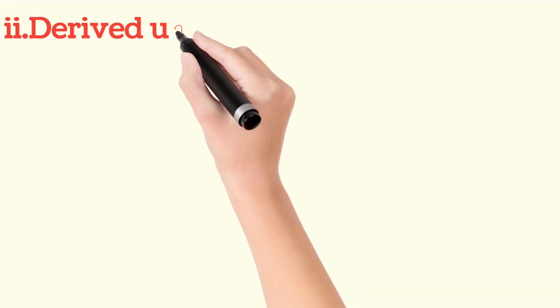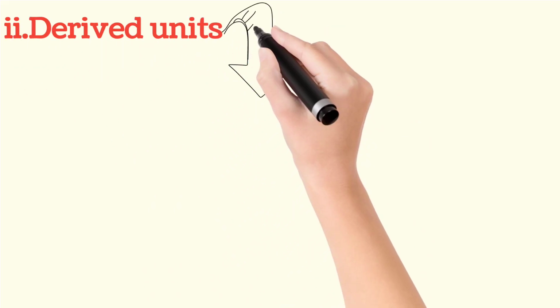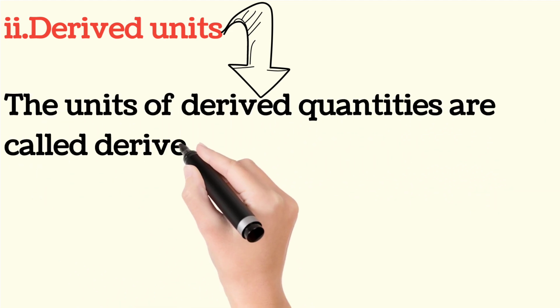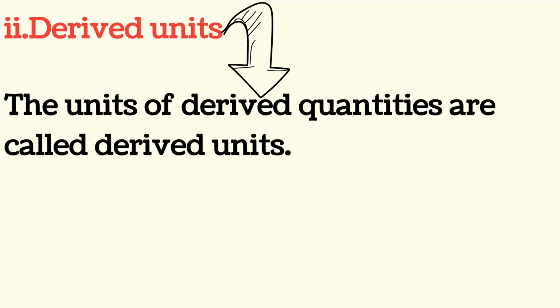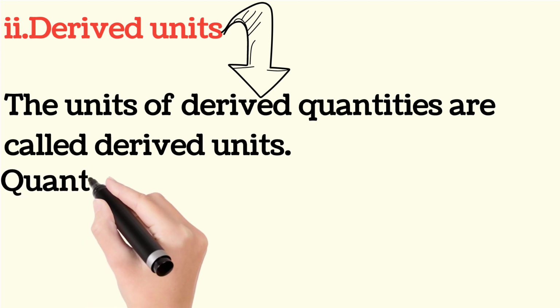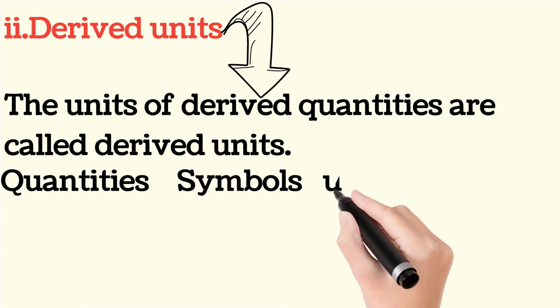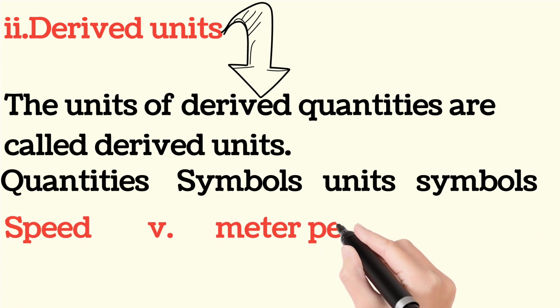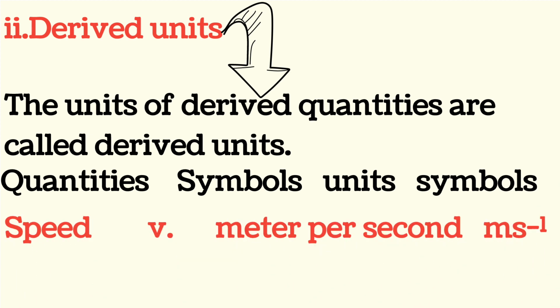Derived units. Let's define. What are derived units? The units of derived quantities are called derived units. Let's discuss some examples in the given table of quantities. Their symbols, their units and their symbols. Speed, represented by v. Its unit is meter per second, represented by m s^-1.